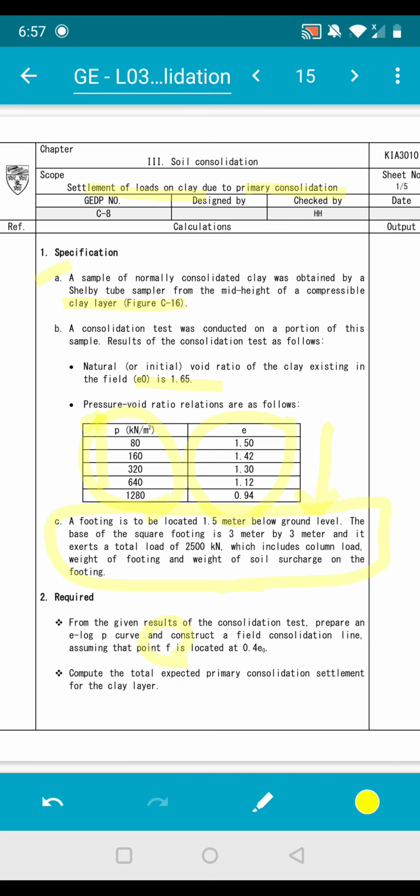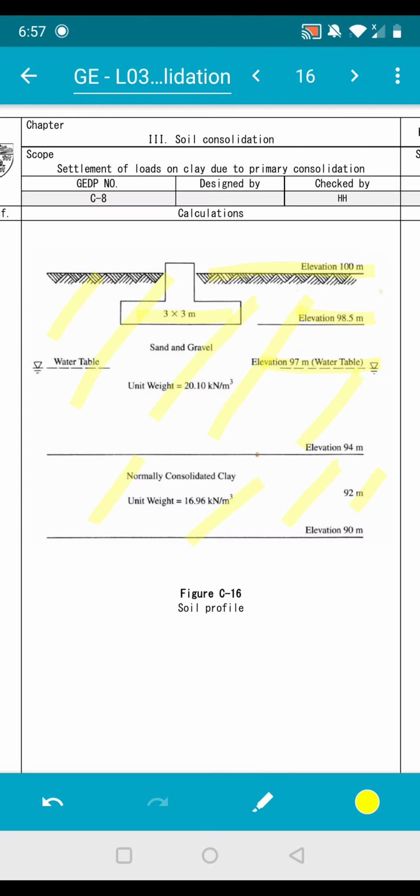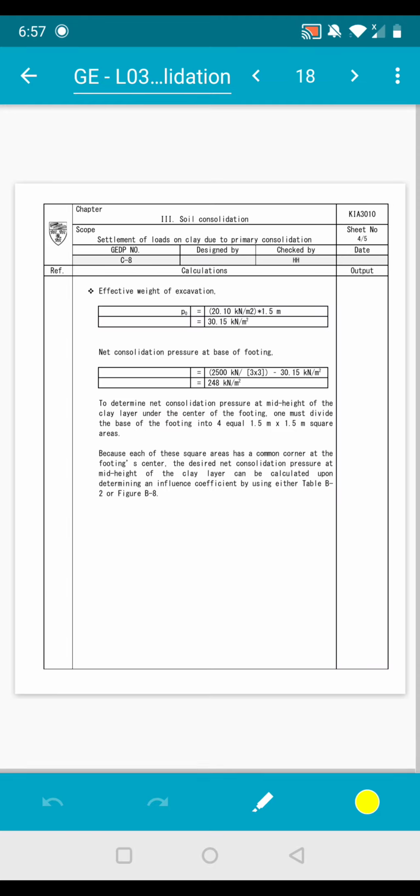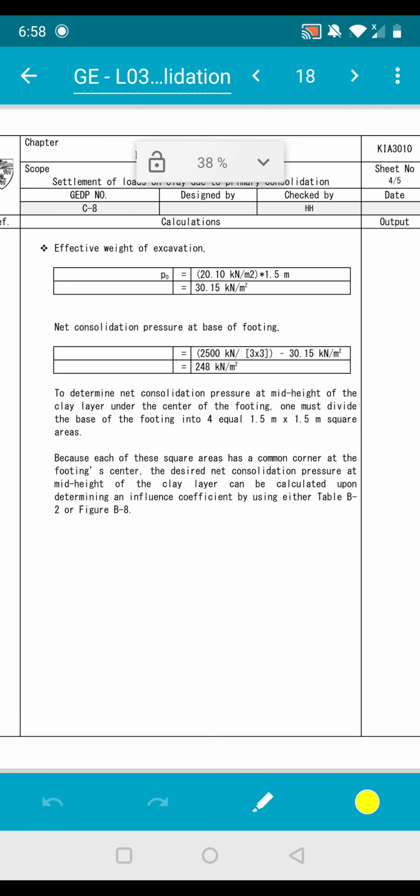Let's go to the second one. Compute the total expected primary consolidation settlement for the clay layer. Okay, so for the clay layer, you gotta go back to your stress distribution topic. So effective weight of excavation, you should know the top layer accommodates 1.5 meter. So the effective weight of excavation is calculated as 30.15 kN per meter square. And the net consolidation pressure at base of footing is 248 kN per meter square.